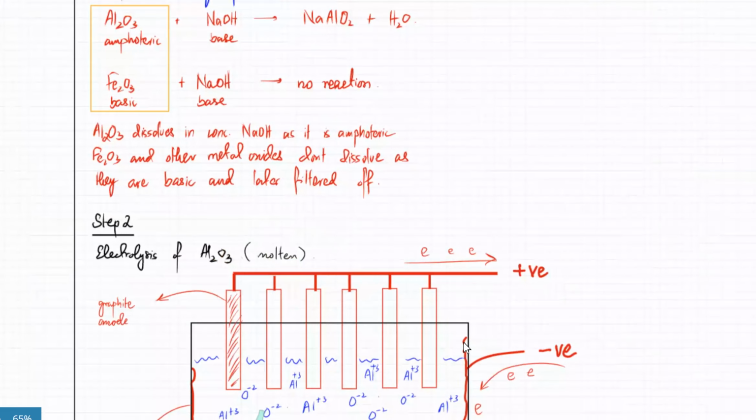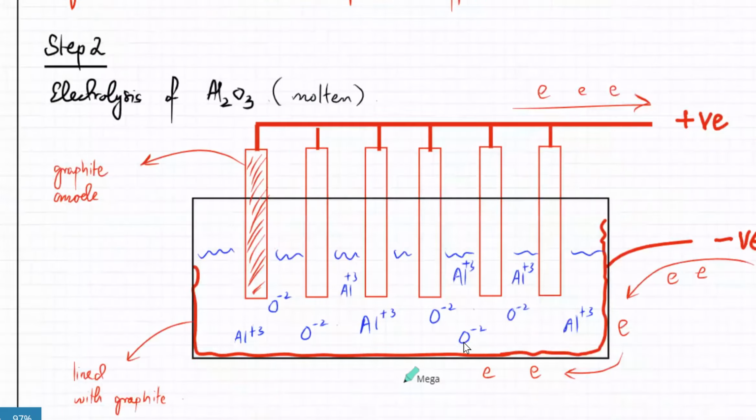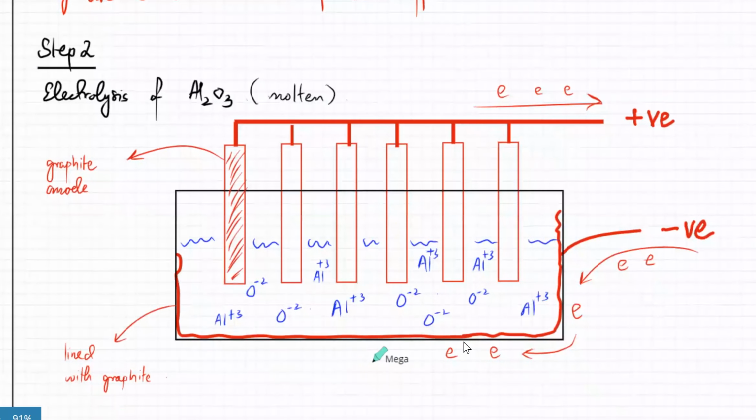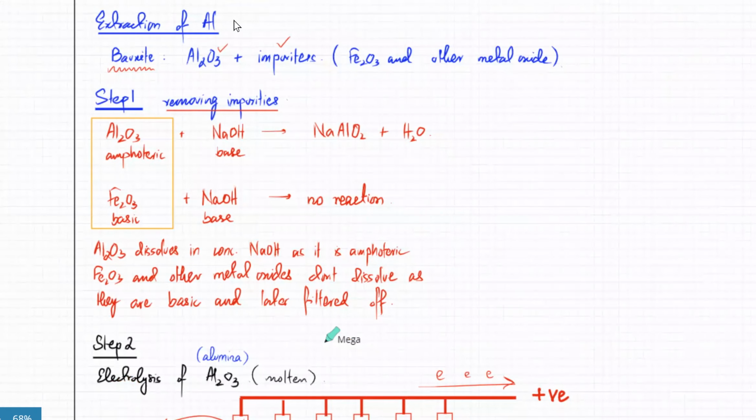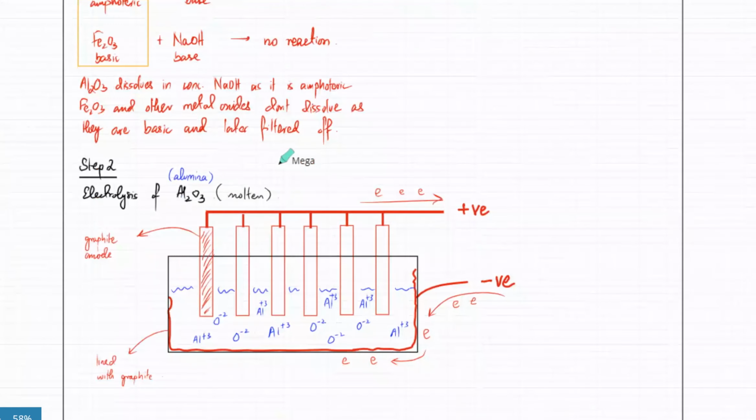So this is electrolysis of Al2O3, which we had purified in the previous step. So that's my alumina, Al2O3. Previously, remember, it was called bauxite because bauxite was a mixture of Al2O3 and impurities. We purified bauxite and got pure aluminium oxide. The other metal oxides got removed.